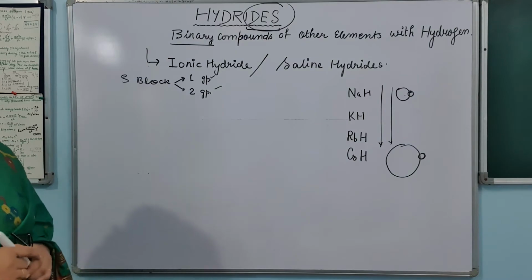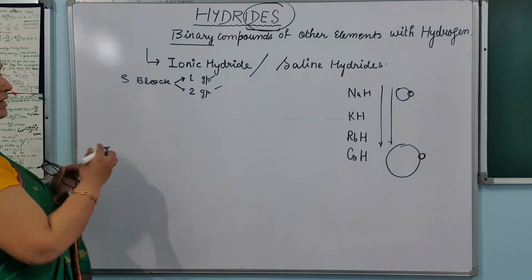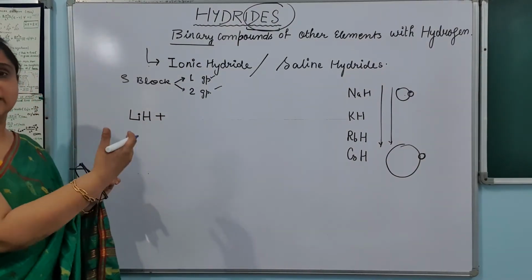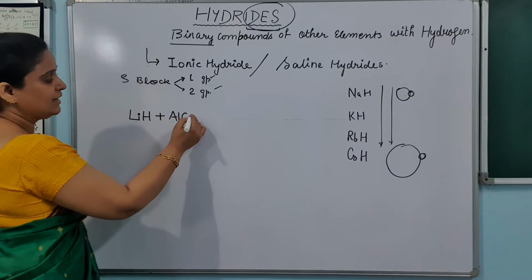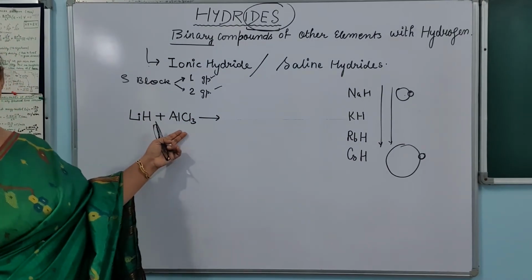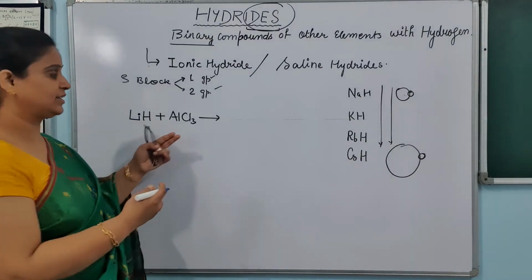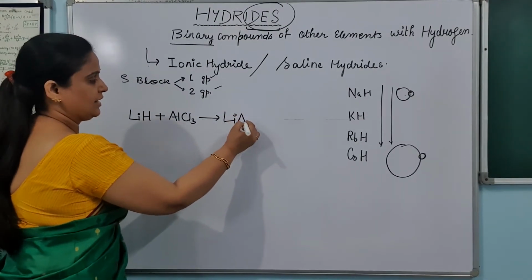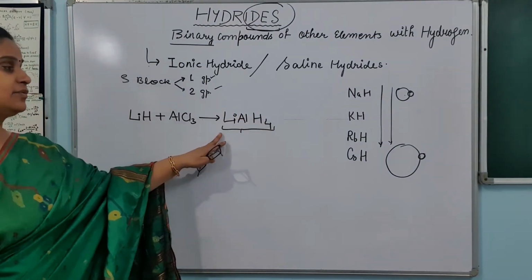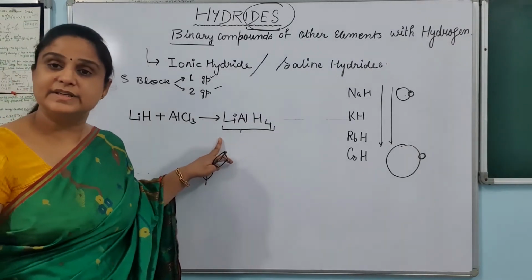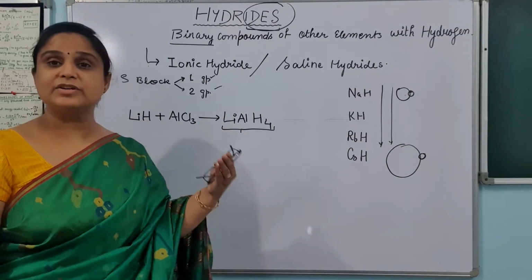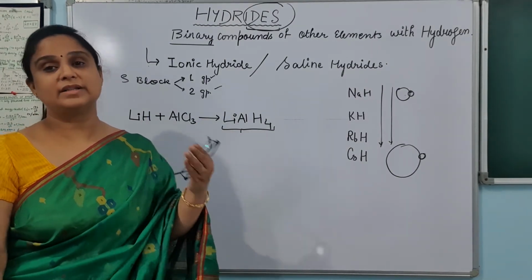Okay, apart from that, there are some properties: whenever I react these hydrides, like if I react lithium hydride with other types of compounds, suppose I am taking AlCl3 here. If I react lithium hydride with aluminum chloride, I will get a very good reducing agent. What is it? LiAlH4. This lithium aluminum hydride is a very good reducing agent, which easily provides hydrogen. These hydrides easily form special reducing agents by reacting with other compounds.